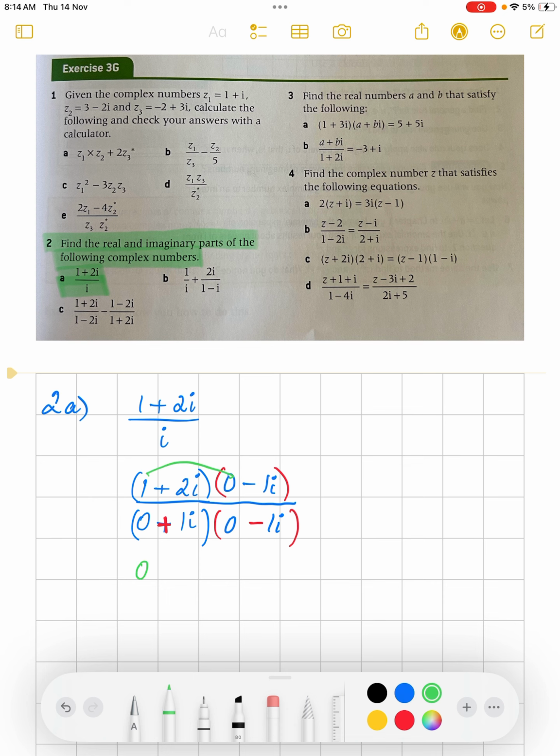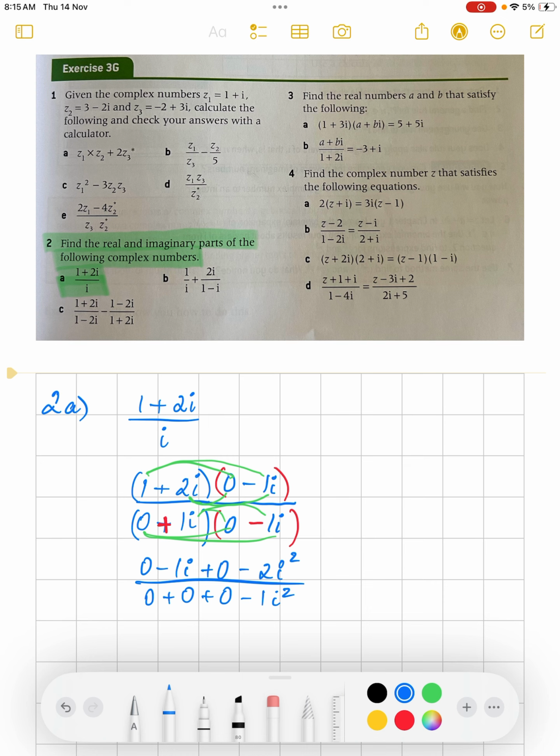1 times 0 is 0. 1 times negative 1i is negative 1i. 2i times 0 is 0. 2i times negative 1i is negative 2i squared. And on the denominator we've got 0 times 0 is 0. 0 times 1i is 0. 1i times 0 is 0. And finally, 1i times negative 1i is negative 1i squared.